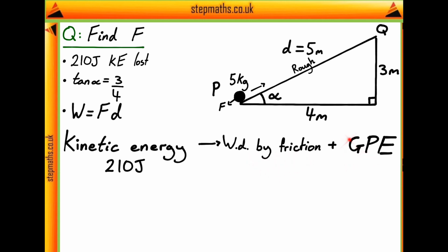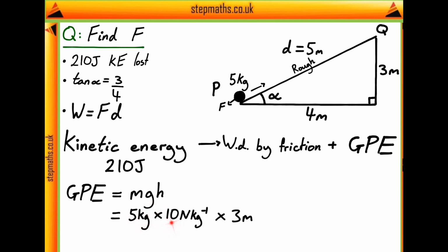To find the increase in GPE from P going up to Q, our equation for gravitational potential energy is just the mass multiplied by the gravitational field strength multiplied by the height. We know our mass is 5 kilograms, we know that g is just 10, and we know the height it travels between P and Q is 3 meters. Multiplying these together, we get that the gravitational potential energy is going to be 150 joules. Therefore, since we have 210 joules of kinetic energy being lost, with 150 joules of that being converted into gravitational potential energy, the work done by friction has to be 60 joules.